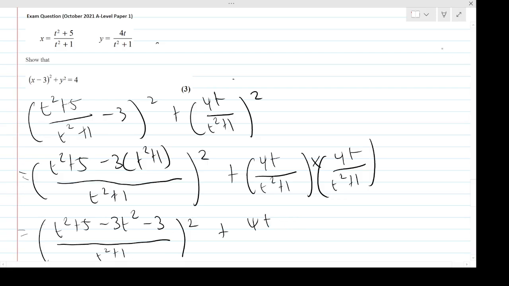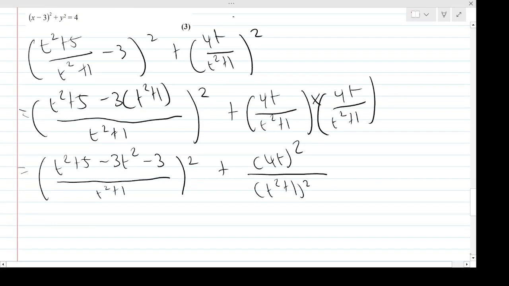Well, that's just simply going to be 4t all squared, isn't it? Okay. And then t squared plus 1, that's going to be t squared plus 1 all squared as well. Okay. And now I can simplify this bracket again. So then t squared minus 3t squared, that's going to be minus 2t squared. And then we have 5 minus 3, that would be plus 2. And that'd be all over t squared add 1 all squared.